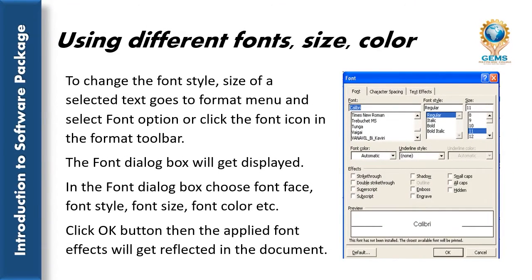So, formatting a document using different font size and color. We will see one by one. If you want to change the font style and size of the selected text, you have to go to the Format menu and select the Font option, or click the font icon in the format toolbar. The Font dialog box will get displayed, like in these images.